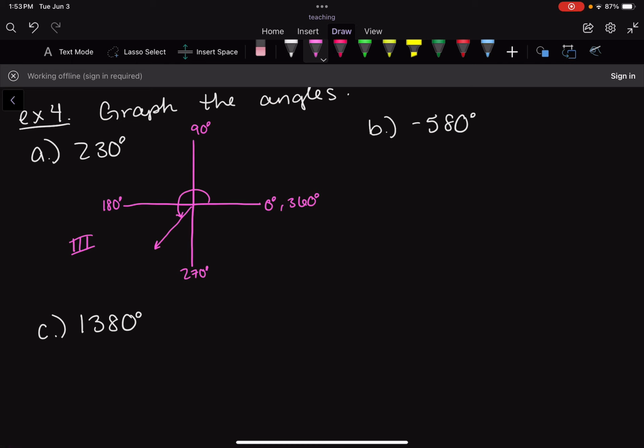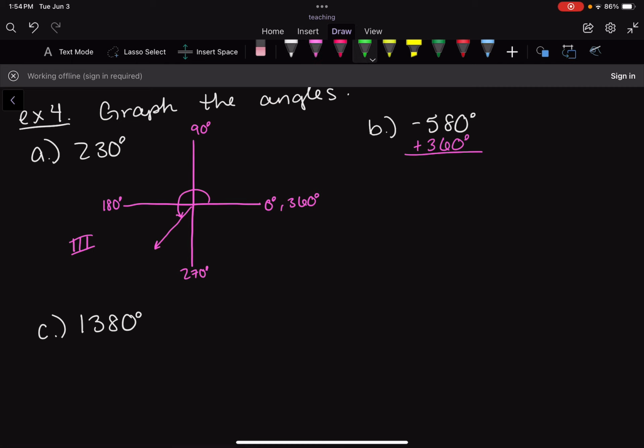Now, negative 580. The point of coterminal is to deal with stuff like this. Negative 580 is kind of an ugly angle to deal with. I'm going to have to go the opposite way of what I'm used to. I have to deal with negative angles. Just kind of annoying, honestly. So what we do instead is we just add 360 until we get a positive angle.